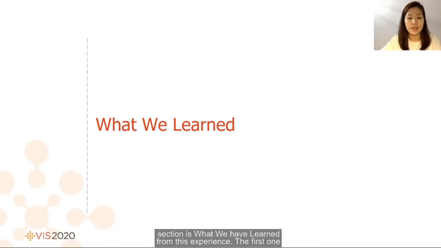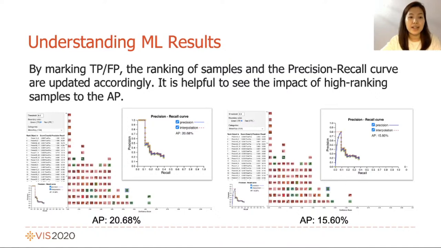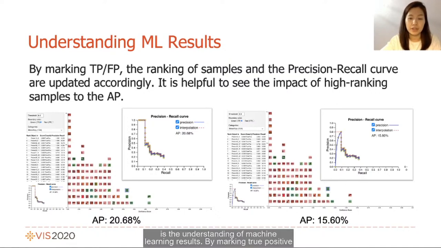The next section is what we have learned from this experience. The first one is the understanding of machine learning results. By marking true positive and false positive, the ranking of samples and the precision recall curve are updated accordingly. It is helpful to see the impact of high-ranking samples on the average precision.